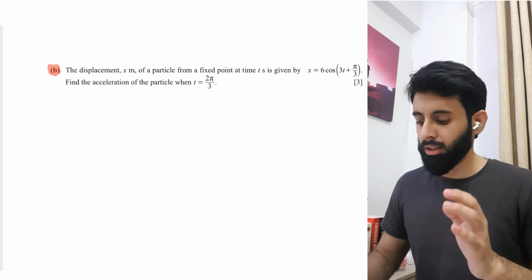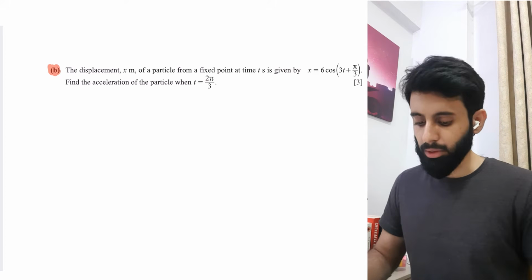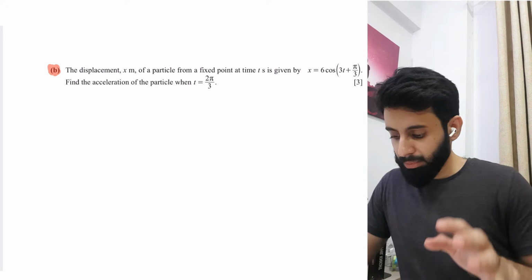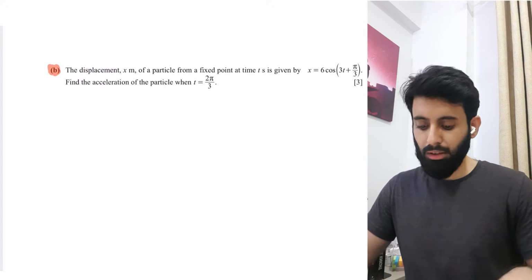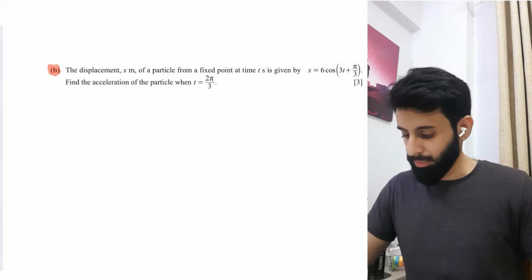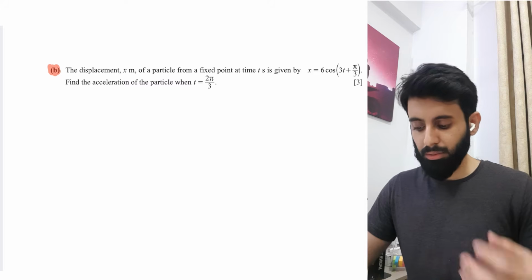I'm going to read the question again and see what exactly I have to do in order to find out what it wants me to find out. So it says here the displacement x meters of a particle from a fixed point at t seconds is given by x equals to blah blah. Find the acceleration of the particle when t is equal to 2 pi upon 3.